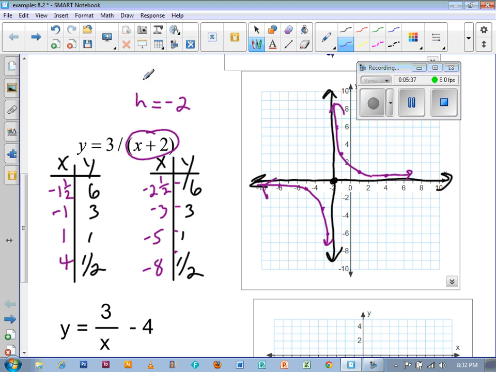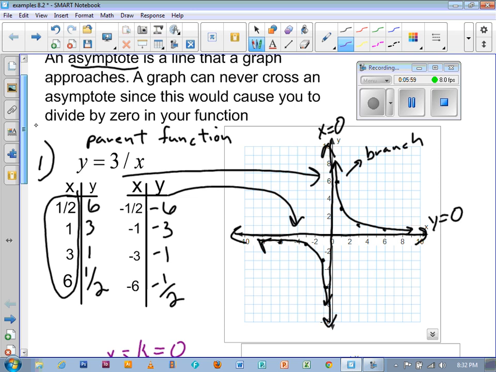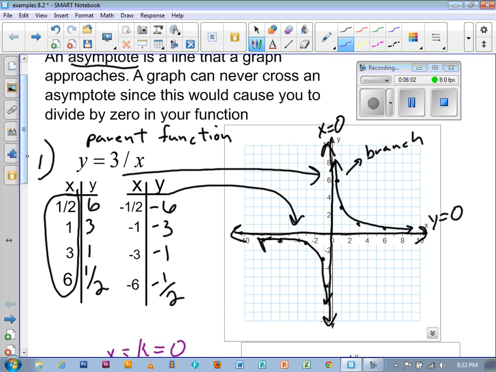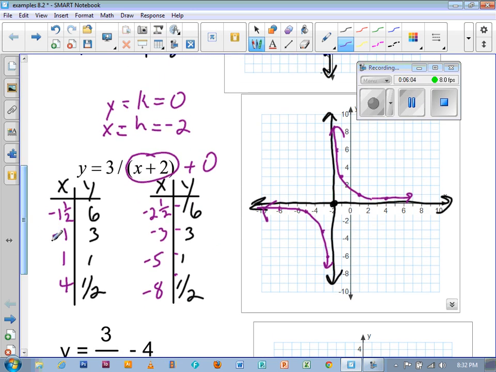And then k is 0 because there lacks the presence of a number out here. If you want to put a +0, you can. So the only thing we're going to do in this case, since this represents x and this represents y, is we are going to subtract 2 from all our x's. And I did that successfully here. I sketched my asymptotes in. And you can see if you compare the first parent function with your second function, all that's happened is it's been moved left 2 units.